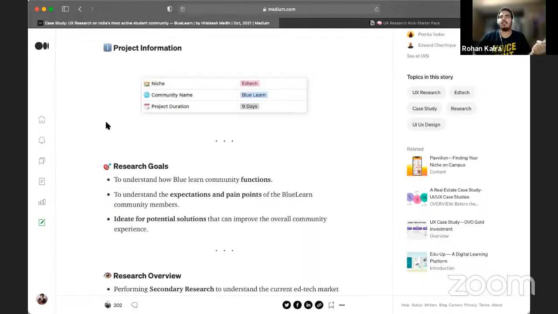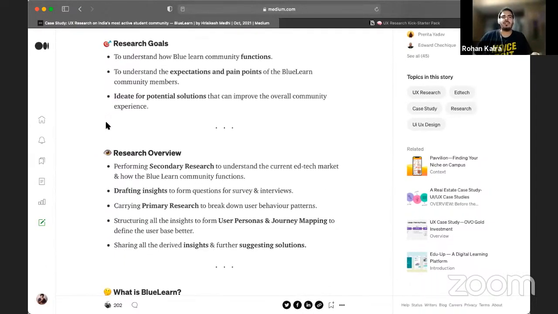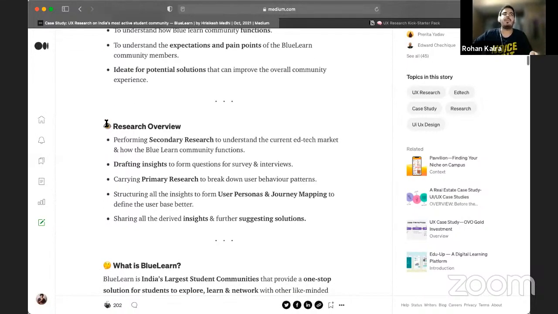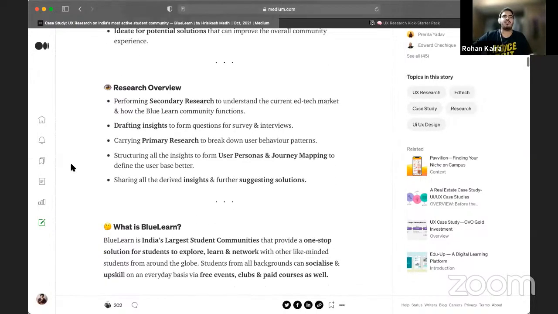Again, an important thing: design is an endless process. It will never end. You will always find new things every day, right? But you have to respect the deadline. In the real world, you have to respect that deadline. Our goals with this research were: we wanted to understand how the BlueLearn community functions, what the expectations were of the members who are part of these communities, and if they have certain kinds of pain points. Basically, they want something to be improved, and if possible, ideate certain kinds of solutions.